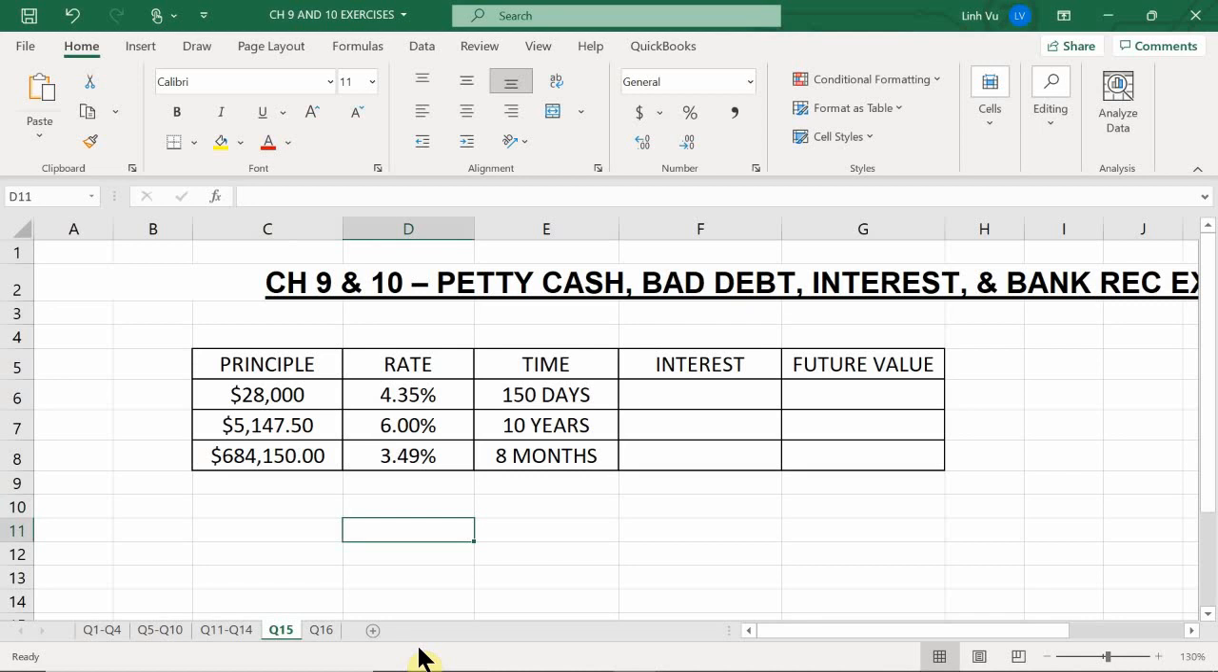Can I just multiply this across? No, you gotta make it into the decimal version. Yes, you have to make it in terms of years. So in this case, 150 days. So if 30 days equal 1 month, then 150 days is equivalent to 5 months, right?